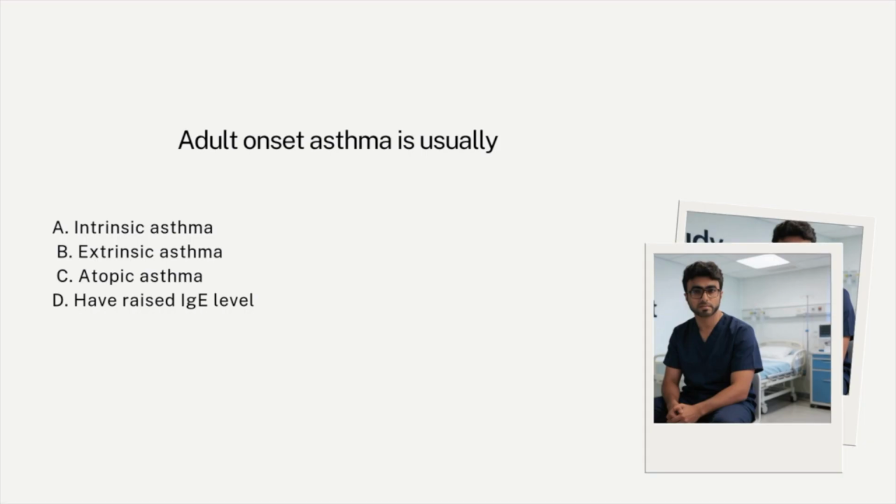Adult onset asthma is usually: A. Intrinsic asthma, B. Extrinsic asthma, C. Atopic asthma, D. Have raised IgE level.